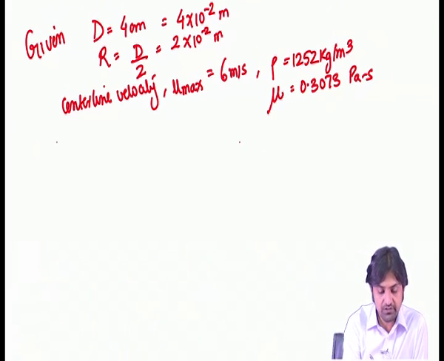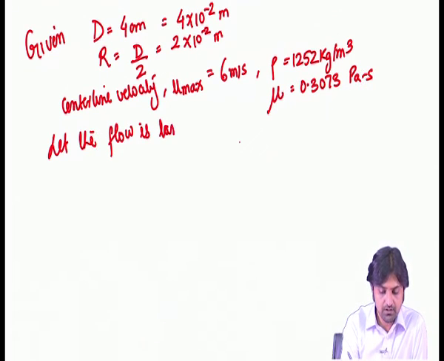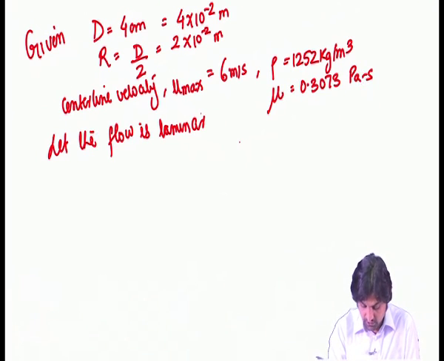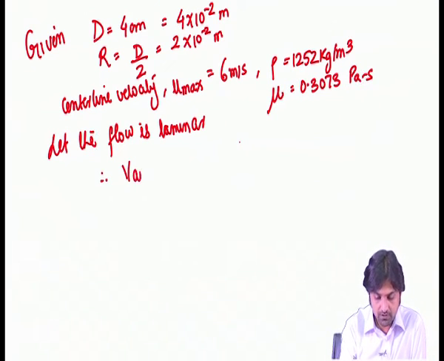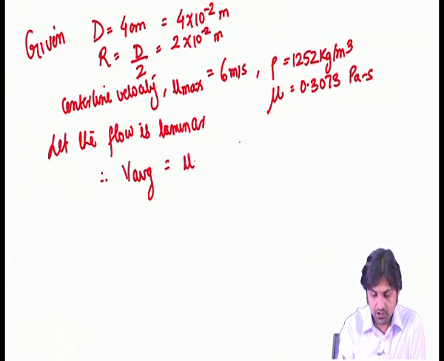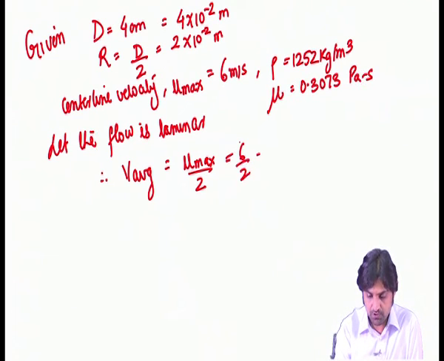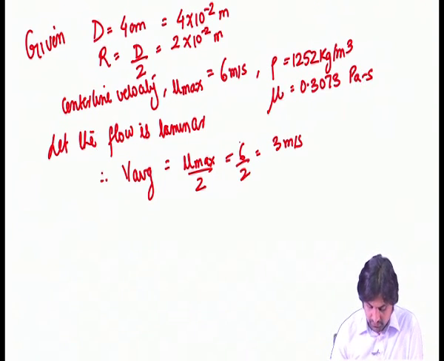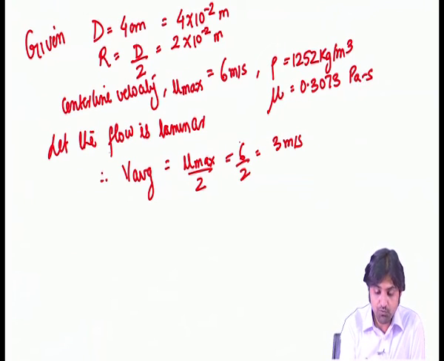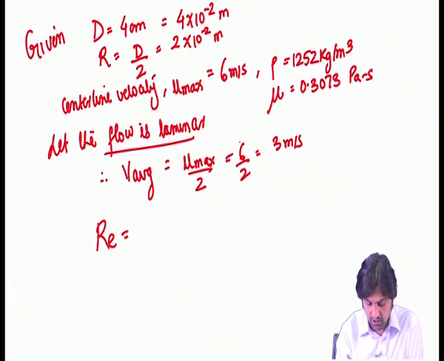So this is for an assumption that the flow is laminar. So we say let the flow be laminar, okay. Therefore V average is going to be u max by 2, and that is 6 by 2 is equal to 3 meters per second. All right. So now we have assumed that the flow is laminar. We have to check it also. Therefore first we have to check the Reynolds number.